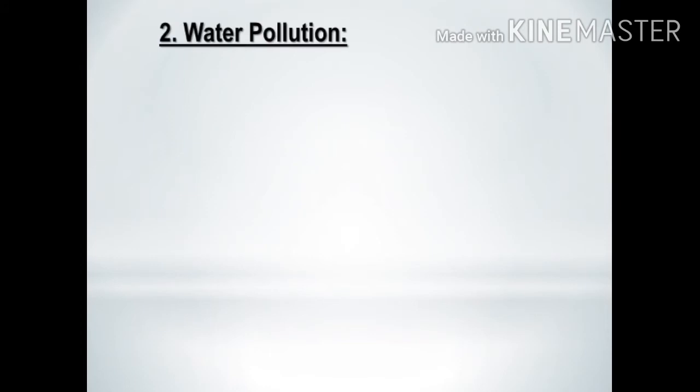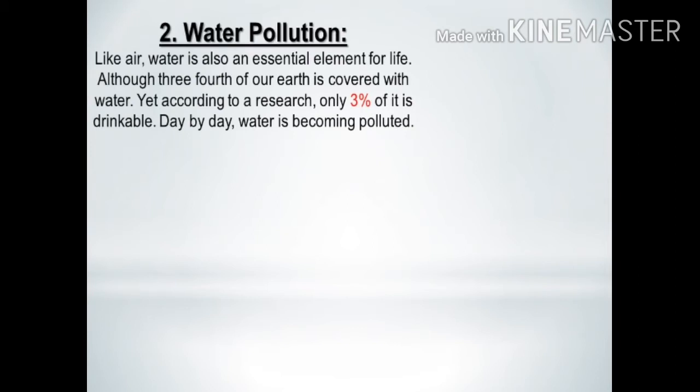Our second type of pollution is water pollution. Students, like air, water is also an essential element of life. As air is an important element of life for all living creatures like humans, animals and plants, water is also an important element of life. Although 3/4 of our earth is covered with water, we already discussed in our previous lecture that 71% of the earth is covered with water.